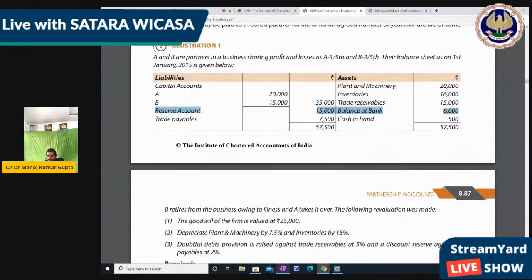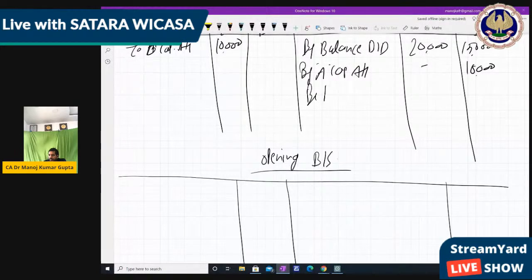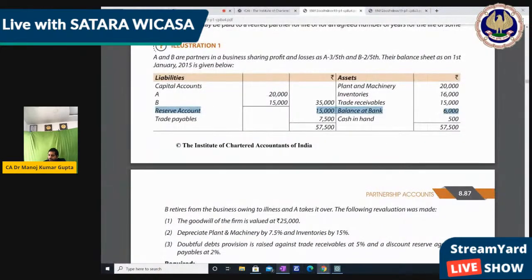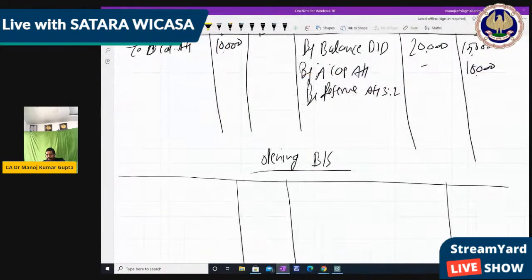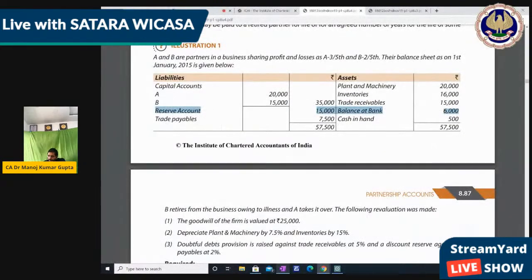Next, reserve account. So reserve will be distributed among partners. So by reserve account, in 3:2 we will distribute how much reserve? 15,000. So 15,000 divided by 5, it becomes 9,000 and 6,000. Right.